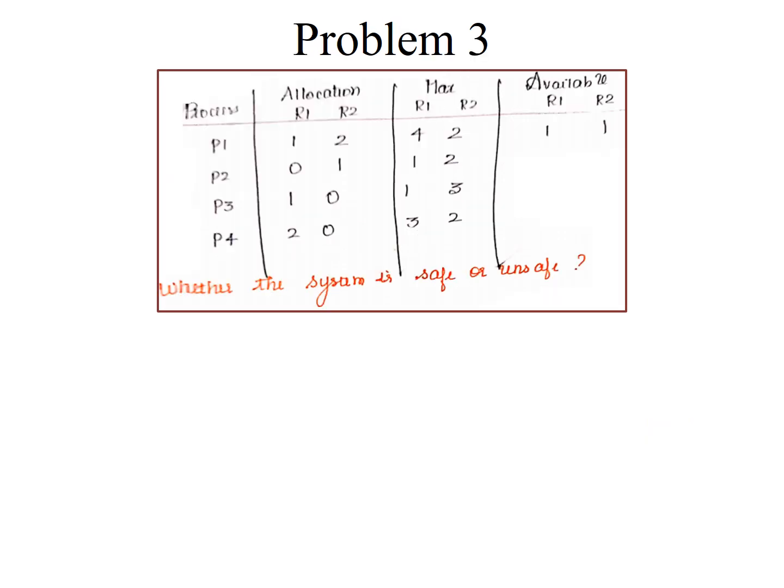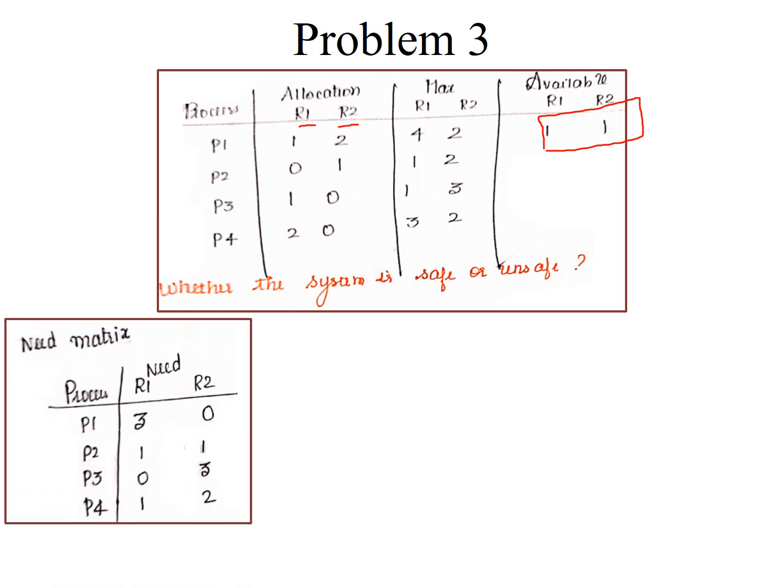Then the third problem. Here we have 4 processes P1, P2, P3, P4, and two resources R1 and R2. The allocation matrix is there, maximum resources are given and the availability matrix is 1 comma 1. Let us check whether the system is safe or unsafe. First, we need to compute the need matrix. Maximum minus allocation will give the need matrix. That is computed. The next step is we need to check whether the system is safe or unsafe.